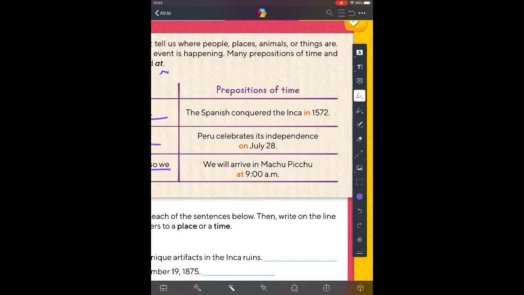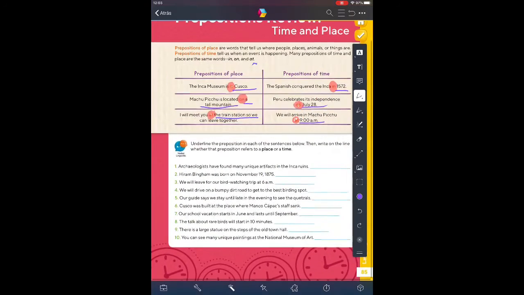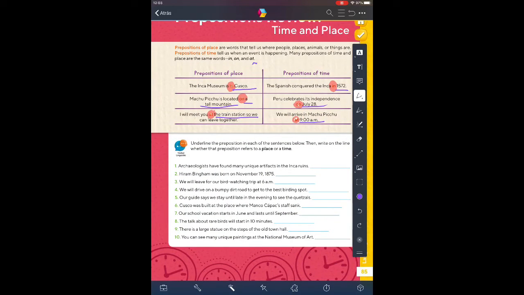Okay, then we have prepositions of time. The Spanish conquered the Inca in, can you see, 1572. Peru celebrates its independence on July 28. So obviously it's talking about a time, right? We will arrive in Machu Picchu at 9 a.m. At 9 a.m. Really easy. You just need to continue reading and decide.